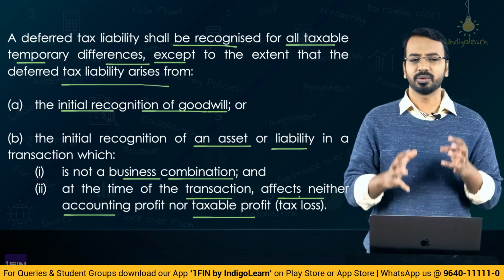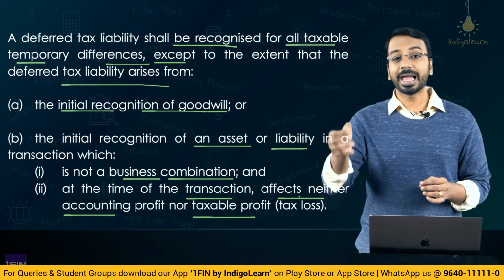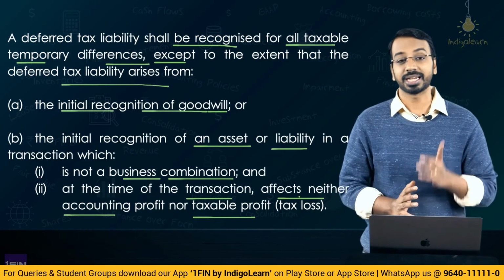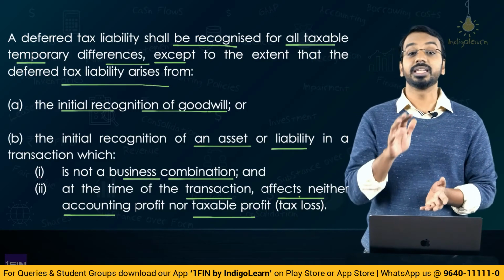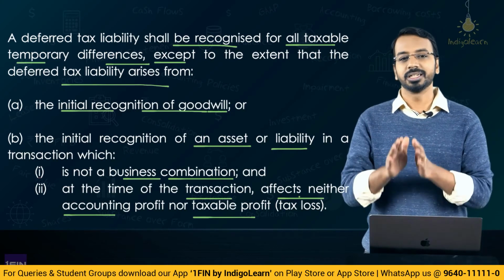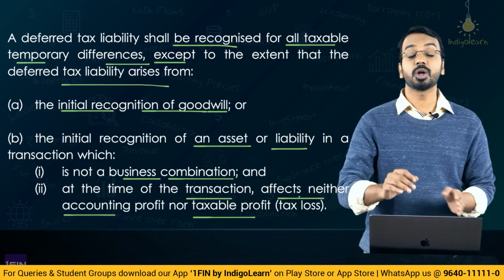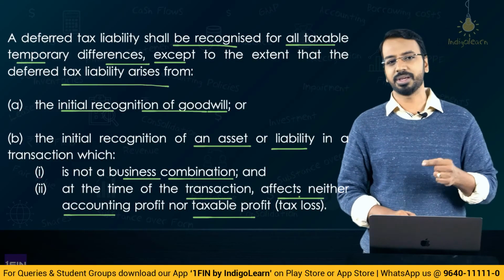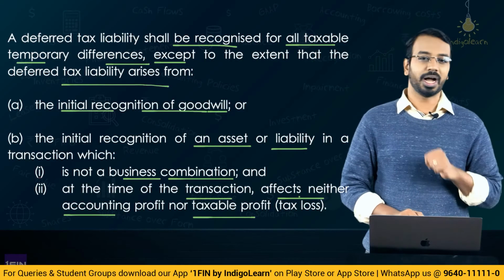So, what are we basically saying? We are saying that at the time of recognition of the asset, there is a temporary difference. At the time of recognition of that asset itself, there is a temporary difference. And at the time of the transaction, this temporary difference does not impact the accounting profit or taxable profit. Now, for this, we have to take some examples. Only then we'll be able to understand, right?